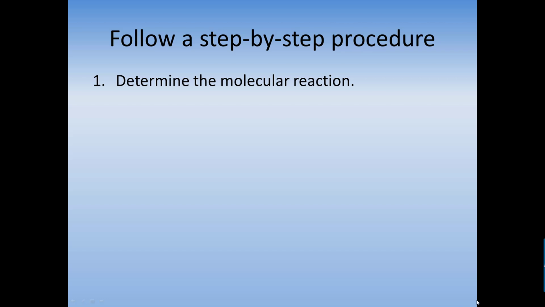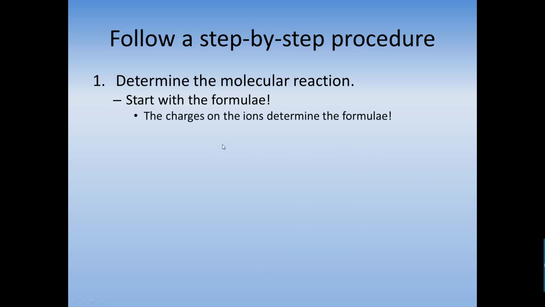Now, in order to determine the molecular reaction, we need to know the formulae of both the reactants and the products. It's very important to keep in mind that the formulae are determined by the charges on the ions. And so we'll go through how we can do that to predict what they are. But remember that the charges on the ions determine the formulae, not the numbers of ions in the reactants. Once we have the formulae, then we can balance the chemical reaction.